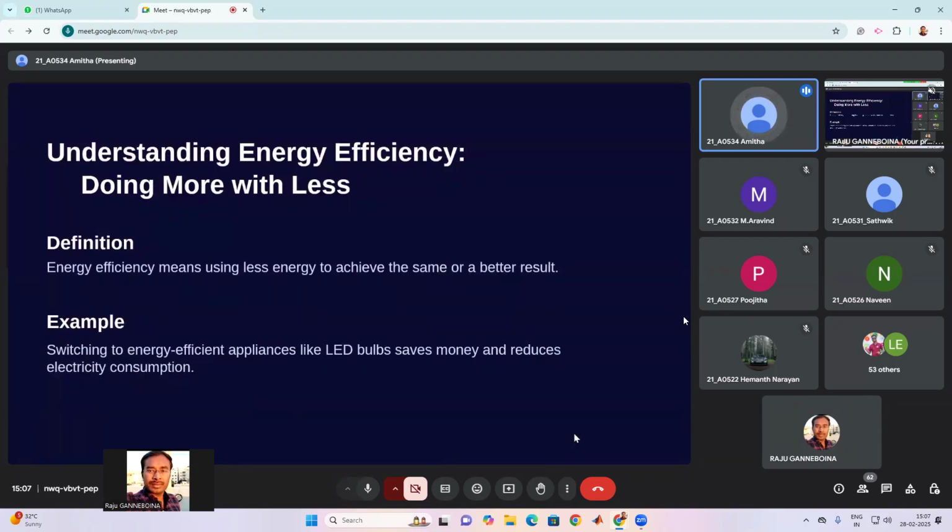Let's understand this by using an example. Suppose replacing the traditional incandescent bulb with an LED bulb allows us to get the same amount of light with less electricity. Therefore, we save money on energy bills while reducing overall energy consumption, which also benefits the environment.